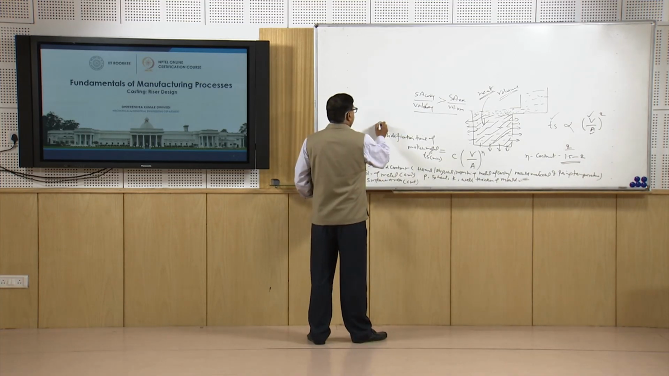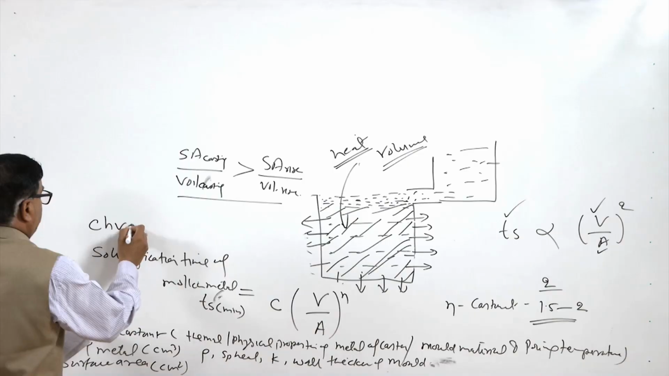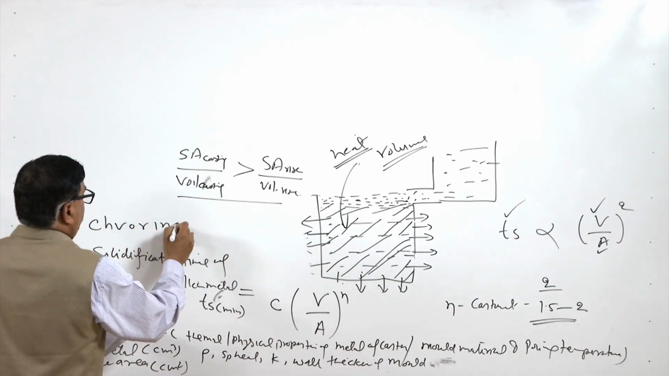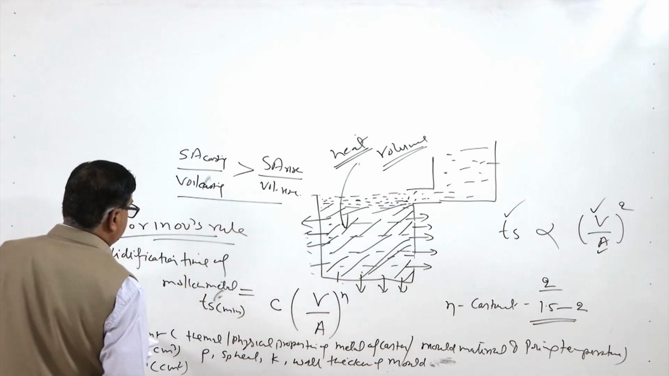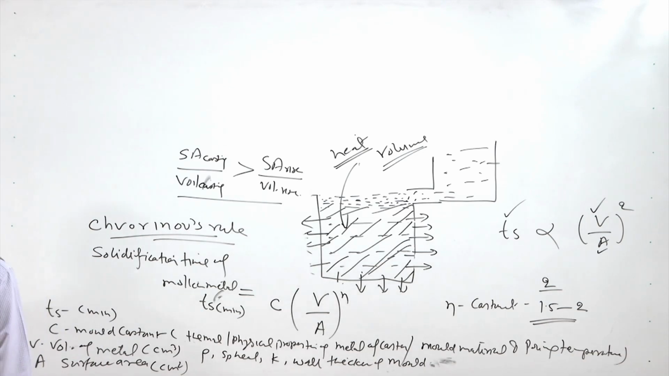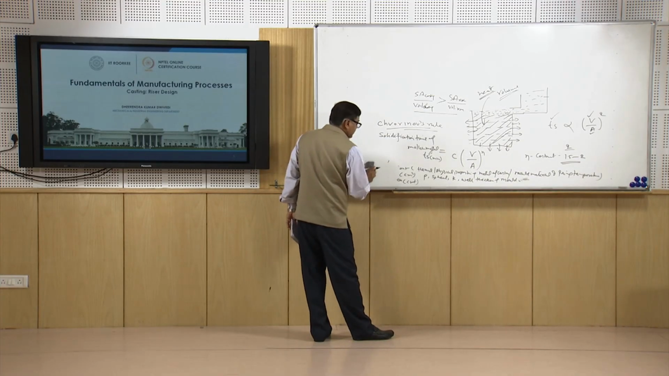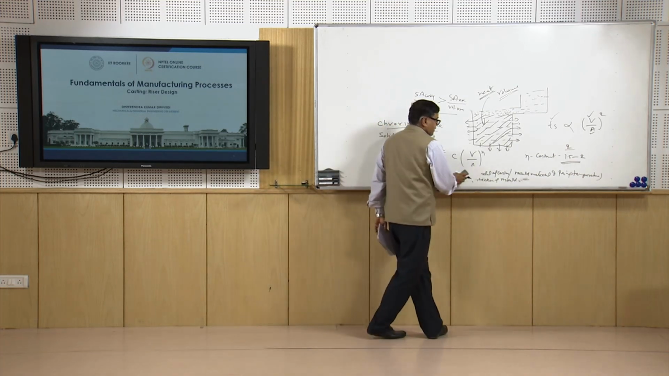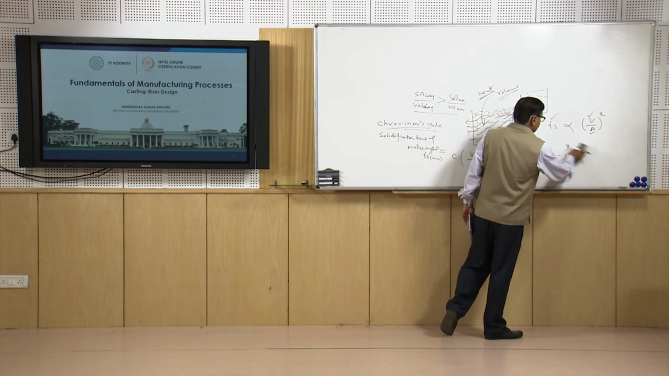This is expressed as Chvorinov's rule, used for expressing the solidification time, and using this basically we can determine when the solidification in the riser and when the solidification in the mold will be taking place.